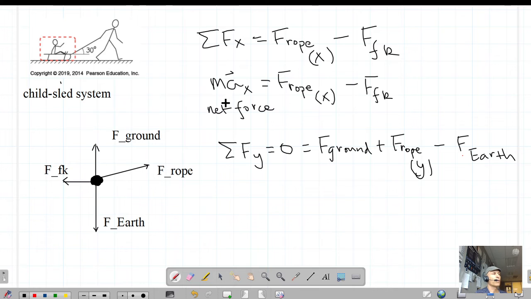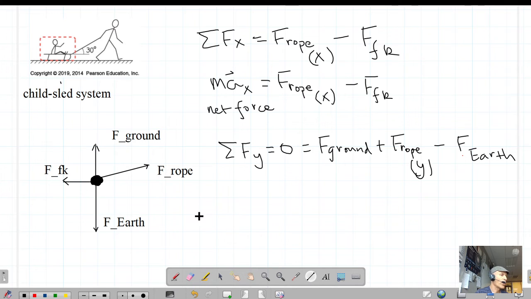So I'm ready to solve either of these two equations for whatever the question might ask for. If it's asking for acceleration, then I could plug in numbers and rearrange this top equation for acceleration. If it's asking for, say, the force of the ground on the child sled system, I could rearrange this equation mathematically for the force of the ground and plug in the numbers. But I don't actually know what the component forces are until I calculate those. So sometimes it's useful to go ahead and do that.